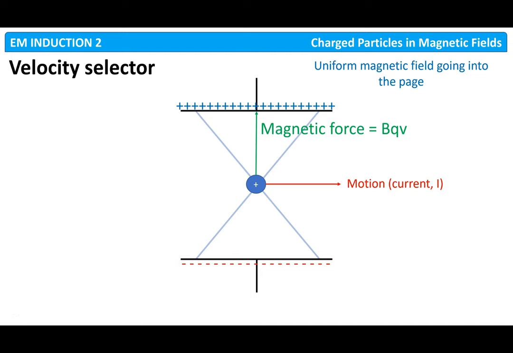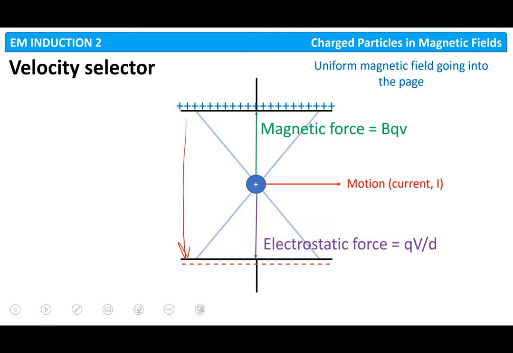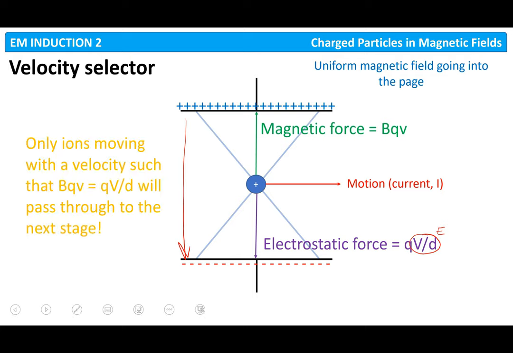But at the same time, I've got a charged particle that's in an electric field. That field is running from the positive to the negative. And as a result, my charged particle experiences an electrostatic force. And that electrostatic force is equal to qV over d, where V over d is my electric field strength, and q is my charge. And so, by setting Bqv equal to qV over d, I can make sure that only ions of a particular velocity are going to be able to get through here.